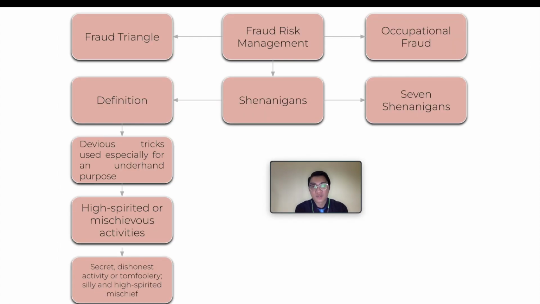Then we have material about fraud risk management. This material talks about shenanigans, the fraud triangle, and also occupational fraud. Shenanigans has 3 different definitions. The first is devious tricks used especially for an underhand purpose. The second is a high-spirited or mischievous activity. The third is a secret dishonest activity or tomfoolery, silly, and high-spirited mischief.